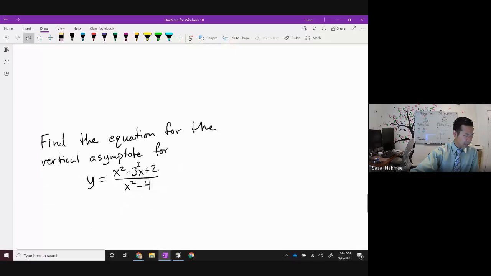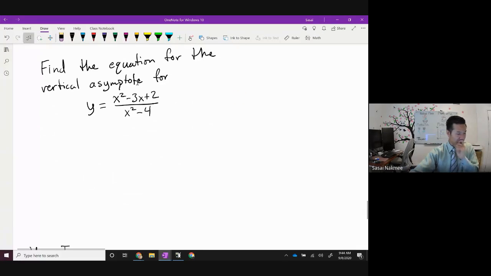All right, let's take a look at this one. You don't have to try it, just take a look with me. Find the equation for the vertical asymptote for x squared minus 3x plus 2 over x squared minus 4x minus 4.